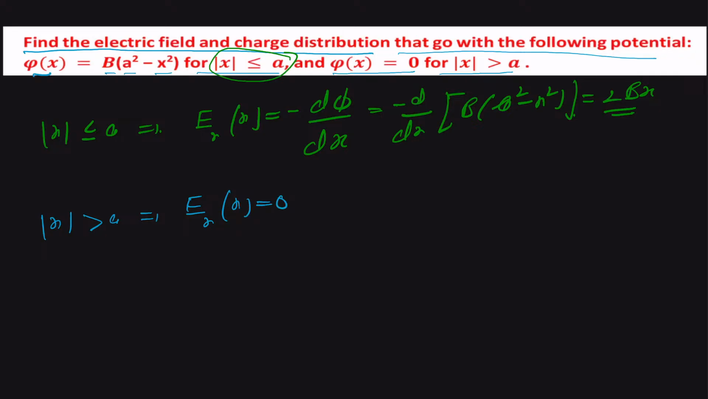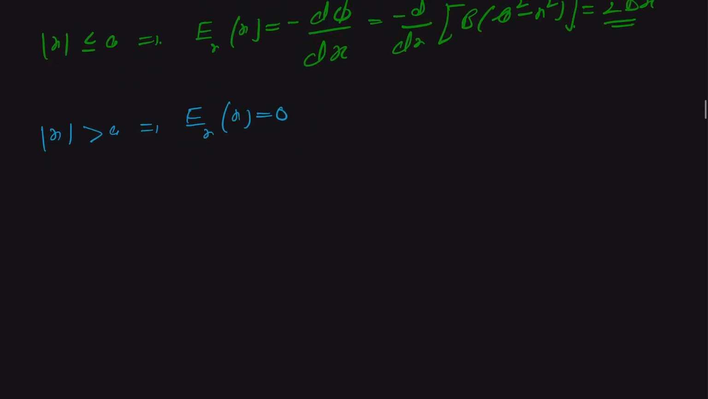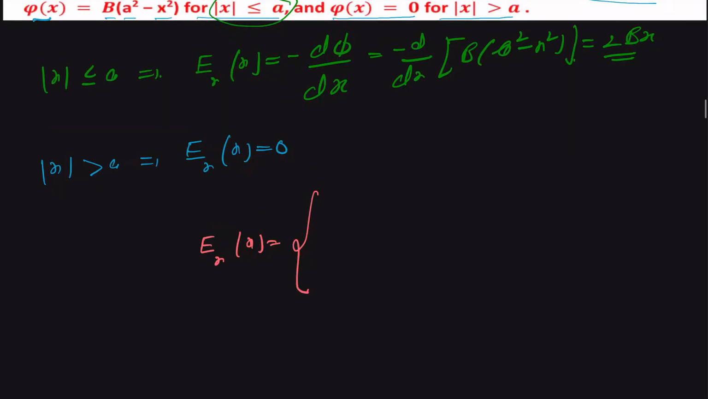So from here we can write that our electric field is going to have two equations based on the value of x. First value is 2bx when x is less than or equal to a. It means the point is inside or on it, and it is equal to 0 when x is greater than a.